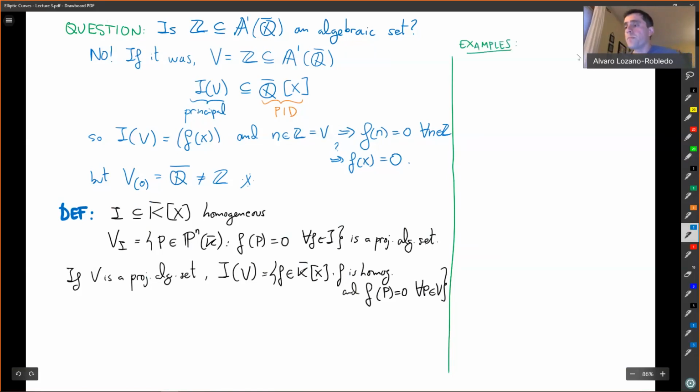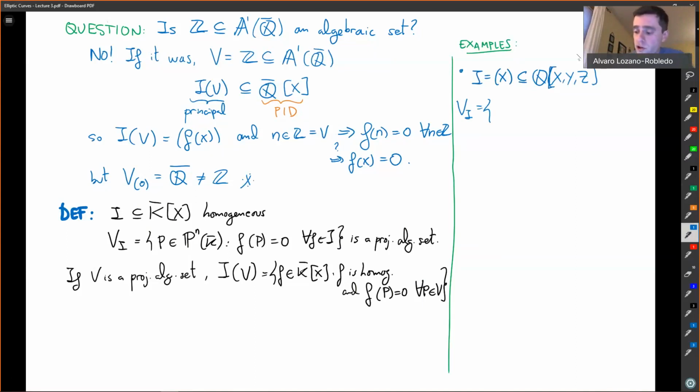So we have, like last time, let's start with the y-axis. We had an ideal x, and now in the projective plane we have 3 variables, x, y, and z, so the ring of polynomials in 3 variables, x, y, and z. We have the ideal generated by x, and what that gives me is a projective algebraic set, which is the zeros of the polynomials in that ideal.